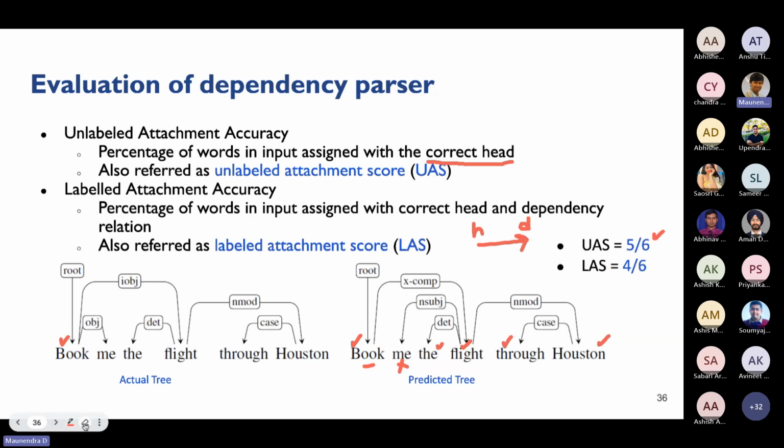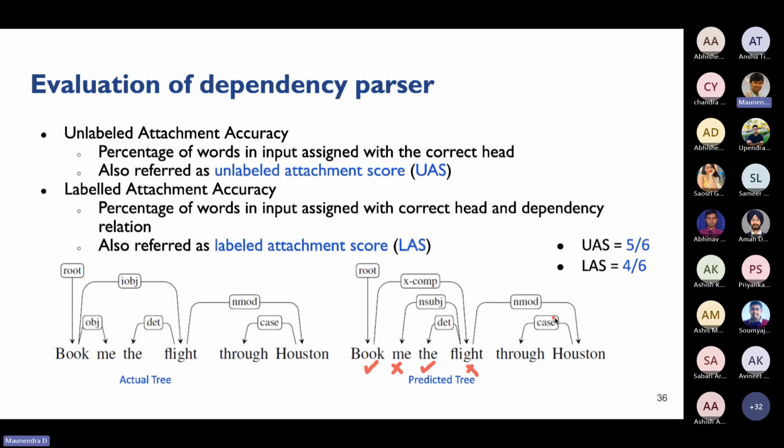Okay. Now for the labeled attachment accuracy, we should check that they are assigned with the correct head and the correct relation. So for book, this is valid. For me, it is assigned to flight. Anyways, it was not matching with the head. So here the head is flight, here the head is book. For the word the, the head is flight and label is determiner. Here also head is flight, label is determiner. So this is correct. For flight, head is book, label is xcomp. Here it is book, but the label is iobj. So the label does not match, so we'll cross it.